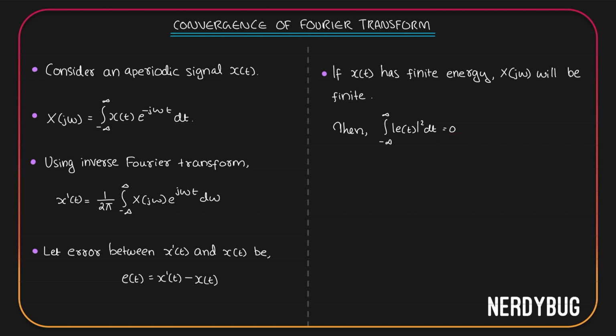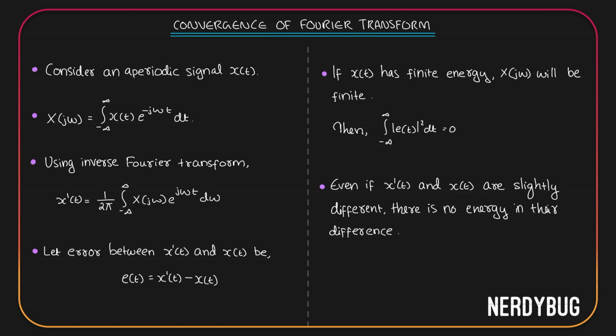What this means is that the error doesn't have to be equal to 0, the energy of error has to be equal to 0. In that case, for an LTI system, the effect of x prime of t and x of t will be the same. So practically, we can consider them equal. So we can conclude that even if x prime of t and x of t are slightly different, if there is no energy in their difference, then practically they have the same effect on an LTI system.